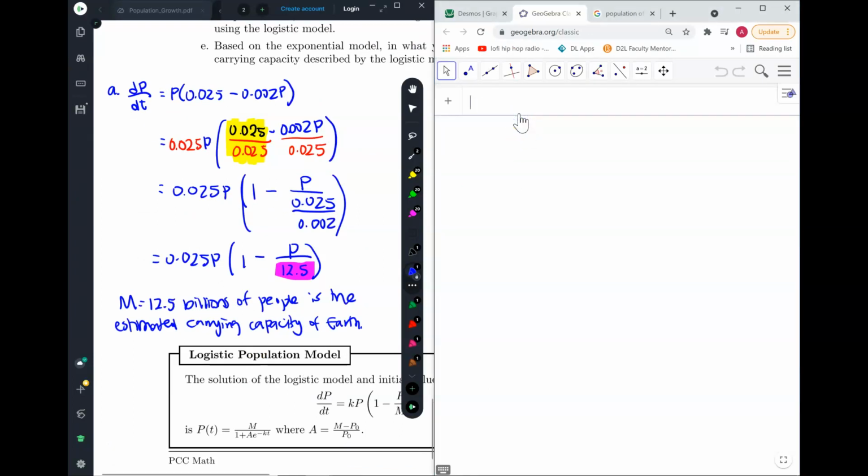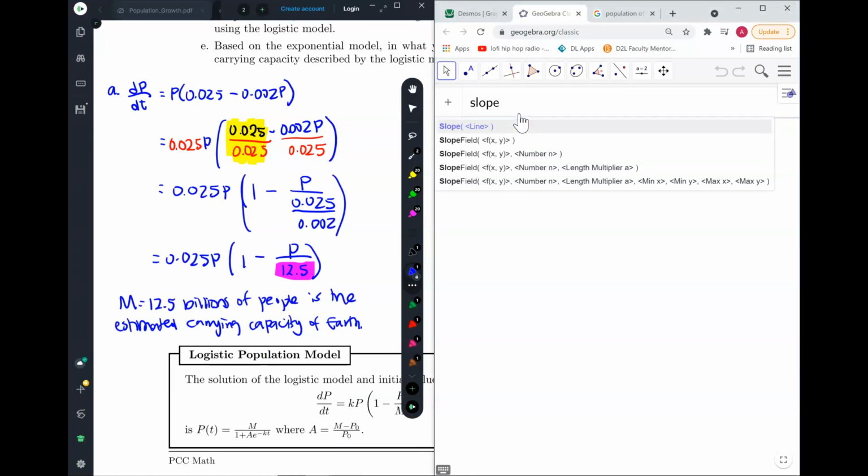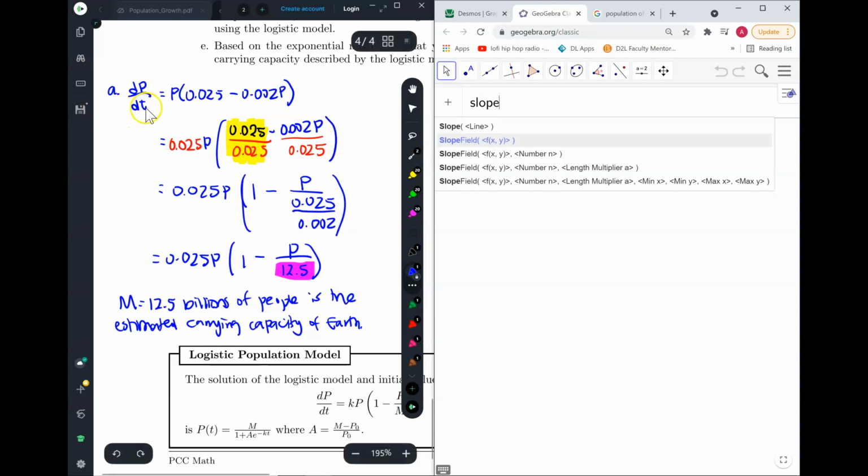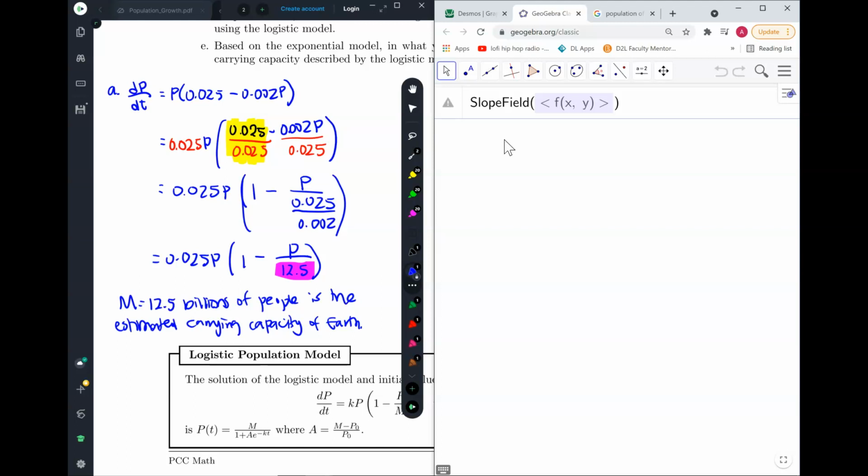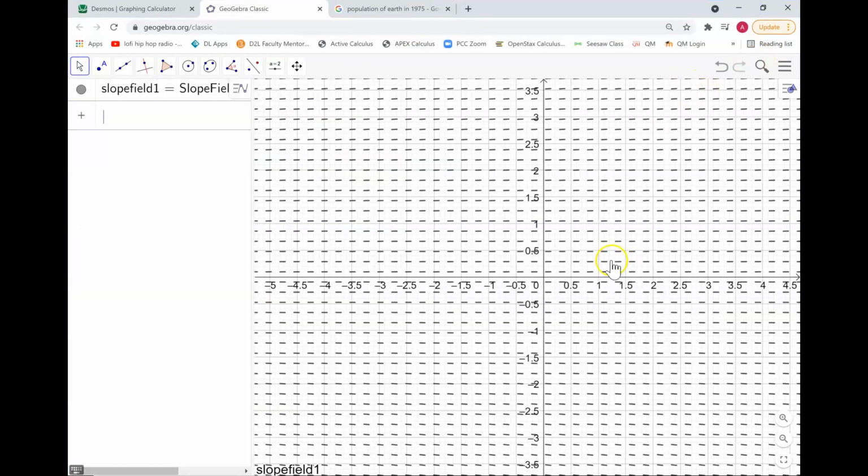Okay, so here we go. So remember to do this, we do slope field. And notice that we have to type it in as a function of x or y. So x would be the independent variable, which in this case is t. There's no t's in our equation here. And then y is the dependent variable. So that would be p, the output variable. So just keep that in mind when we type this in, I have to use y instead of p. 0.025y, 1 minus y divided by 12.5. Now I'm going to copy this because I'm going to use it later. But I'll hit enter and we'll take a look at the slope field.